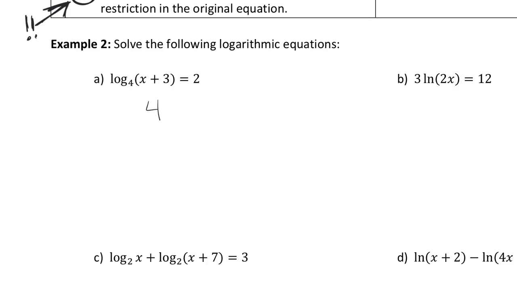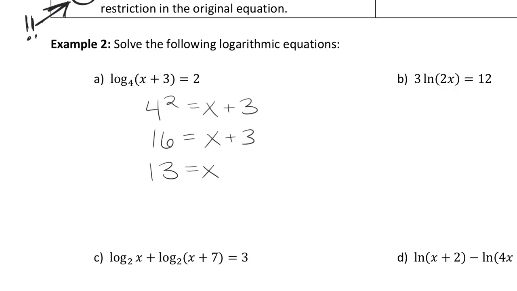X equals 3. The inputs and the outputs have to switch if we're doing inverses. 2, and that's going to be equal to x plus 3. This is just straight up the log loop. 4 times 4 is 16, so this is 16 equal to x plus 3. We subtract 3 from both sides. We get that x is equal to 13.